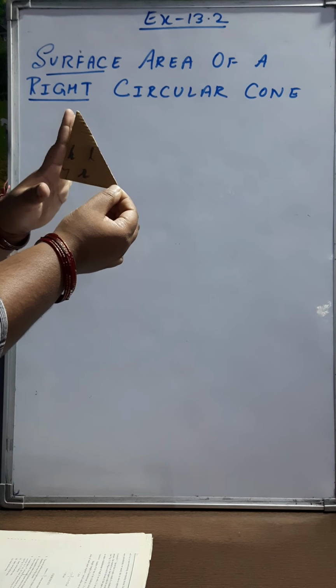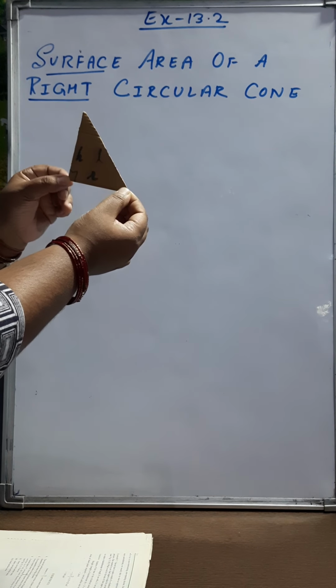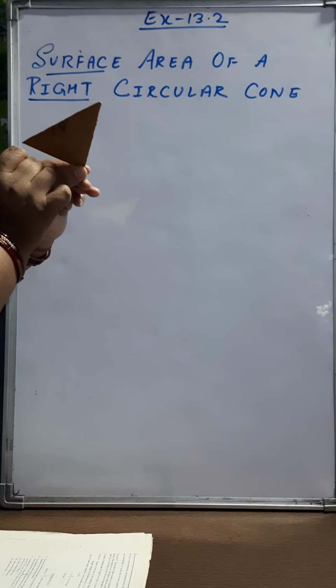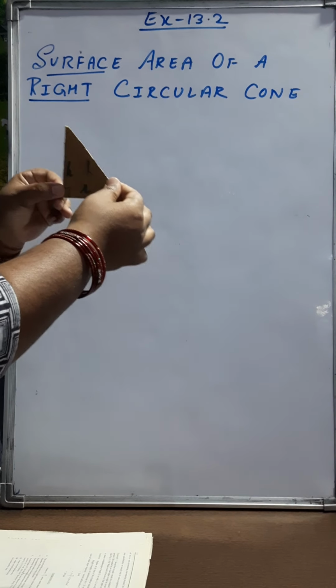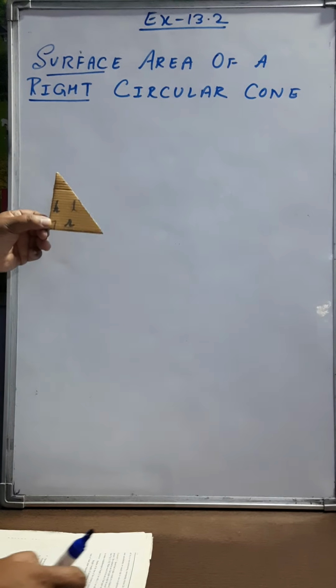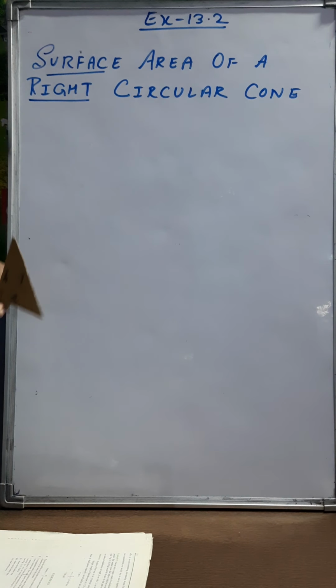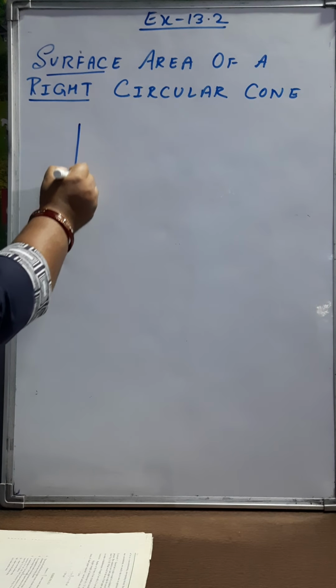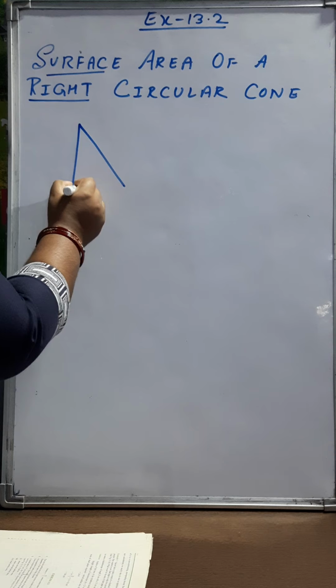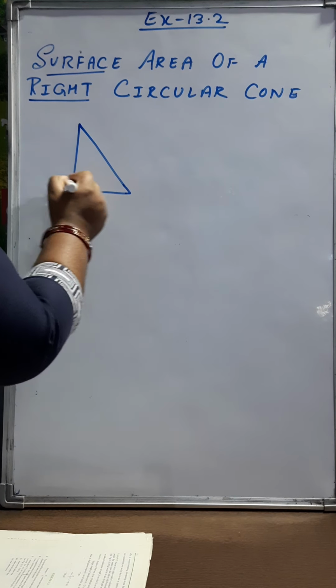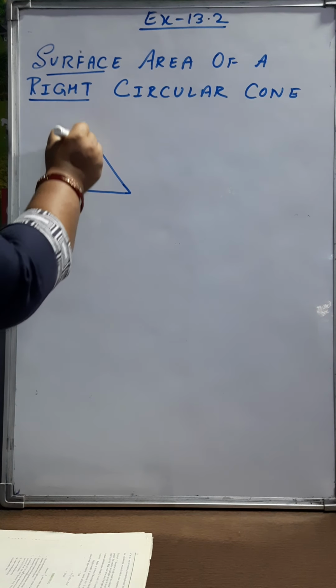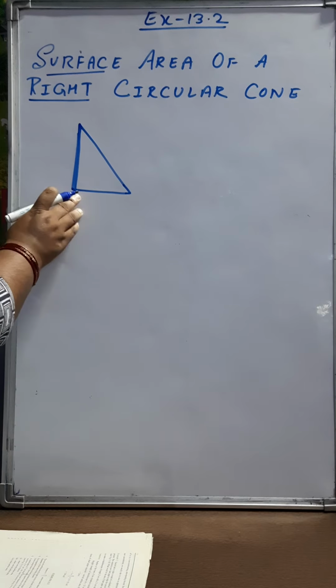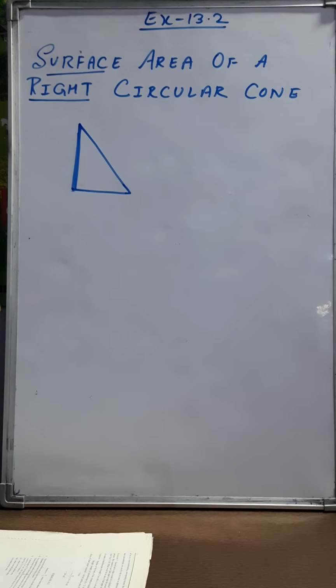If by keeping this line fixed, if we will completely rotate this triangle 360 degree, the structure made is known as right circular cone. This type of structure you have seen in ice cream cone also, birthday cap also. So generally what happened in right circular cone? A right triangle is completely revolved about its axis 360 degrees. That is why it is said to be right circular cone.